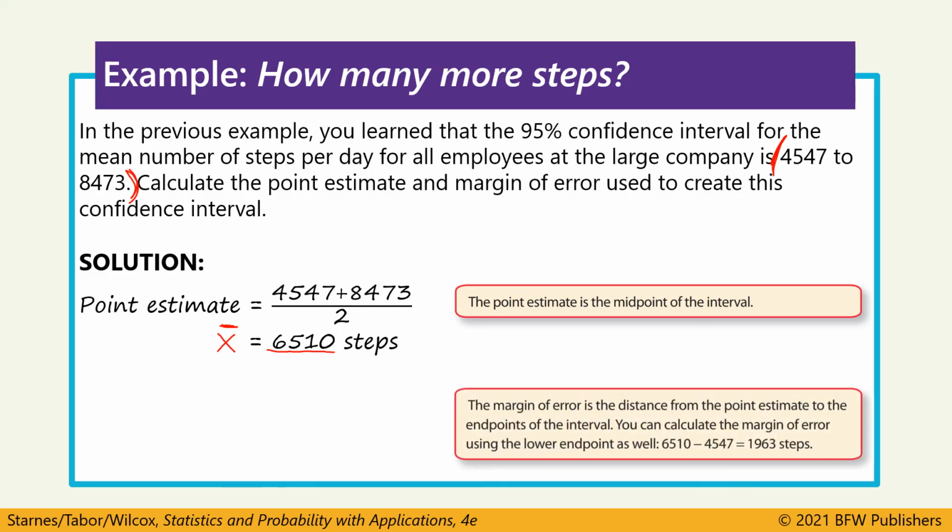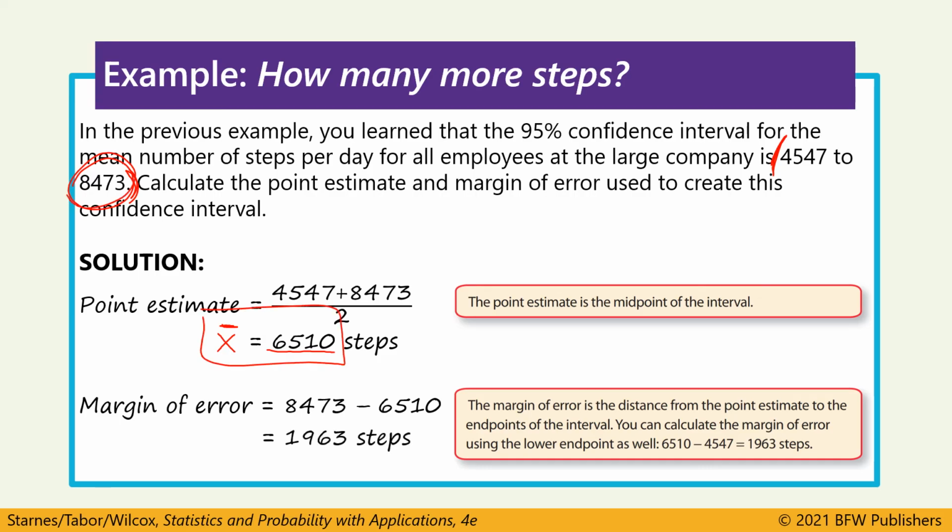From that, we move out both directions to find the margin of error. So if we take the top of this interval and subtract the point estimate, we get 1963. That's our margin of error. If we wanted to check it, we could take the point estimate and subtract 1963, and we'll see that we would get the lower boundary of that interval.